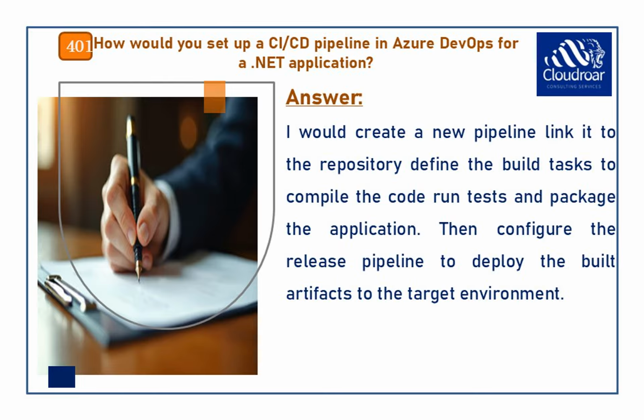Question 401. How would you set up a CI/CD pipeline in Azure DevOps for a .NET application? I would create a new pipeline, link it to the repository, define the build tasks to compile the code, run tests, and package the application. Then, configure the release pipeline to deploy the built artifacts to the target environment.